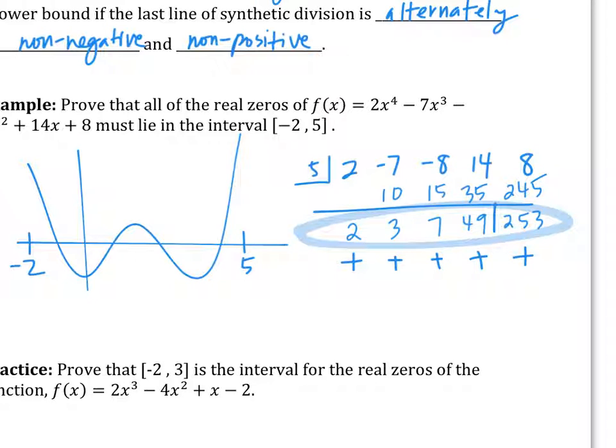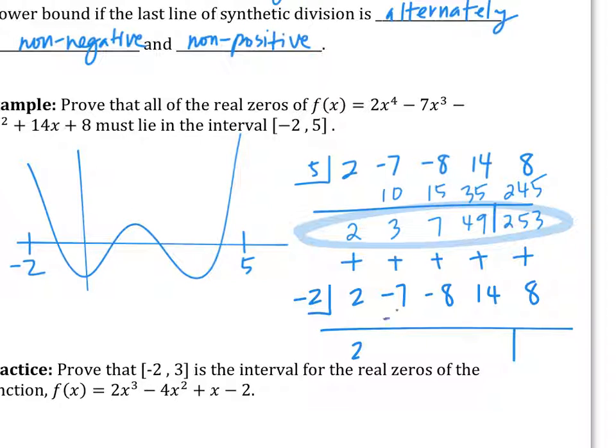Okay, let's check the lower bound. The lower bound, they said, is negative 2. So let's do the same thing. Do a synthetic division check. Okay, so 2 drops down, -4, -11, 22, 14, -28, -14, and 28, 36. I think that's right. Yes. Okay, now we just look at the signs. Positive, negative, positive, negative, positive.